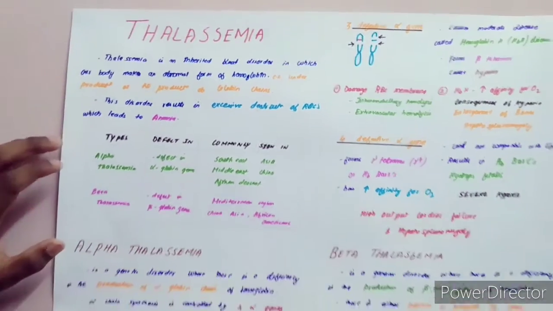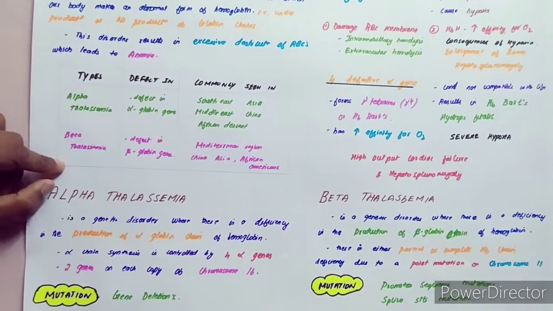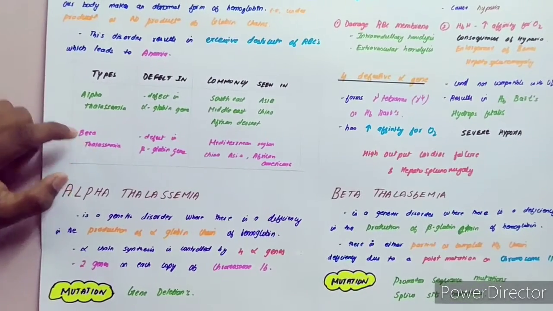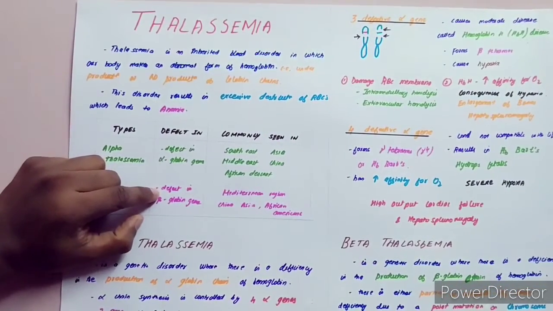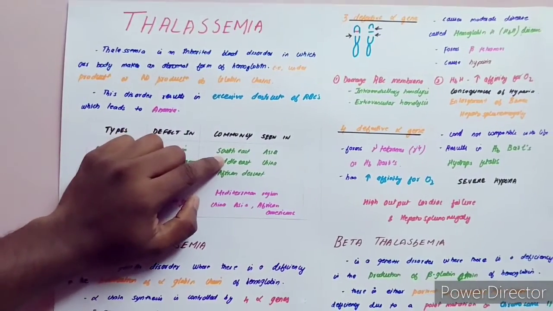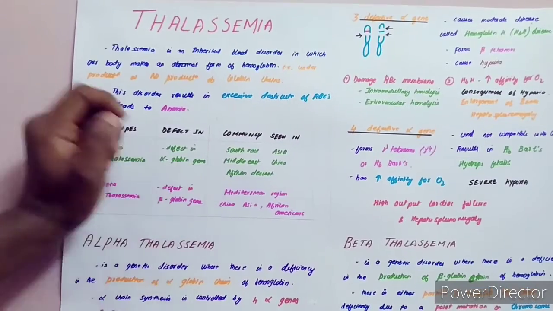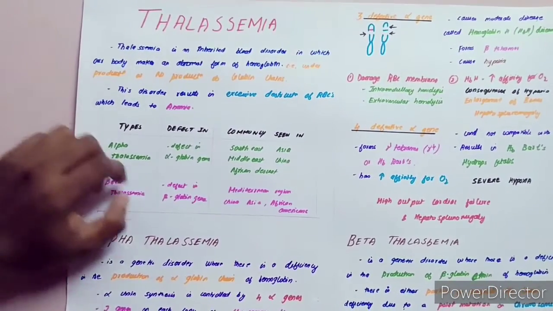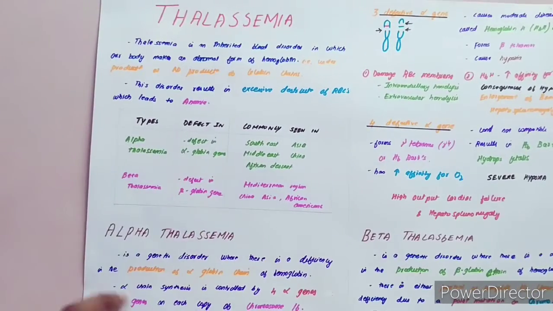Now we'll see the thalassemia types. There are two types: alpha thalassemia and beta thalassemia. Alpha thalassemia is a defect in the alpha globin gene, and beta thalassemia is a defect in the beta globin gene. Alpha thalassemia is commonly seen in ethnicities like Southeast Asia, Middle East, China, and African descent, and beta thalassemia is commonly seen in the Mediterranean region, China, Asia, and African Americans.